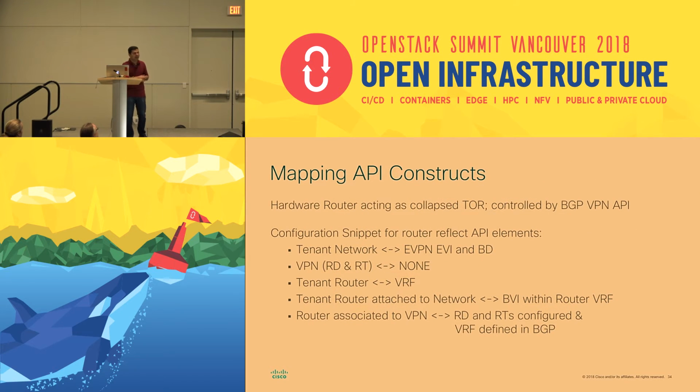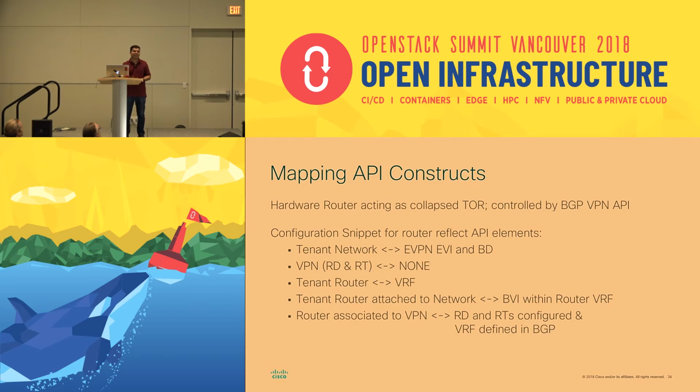How the API translates to configuration is, some of you might be familiar with this, some of you may not. What it means is that when you create a tenant network, that essentially gets mapped down to an EVPN EVI and a bridge domain in the top of rack. And the initial creation of the VPN doesn't have any implication.